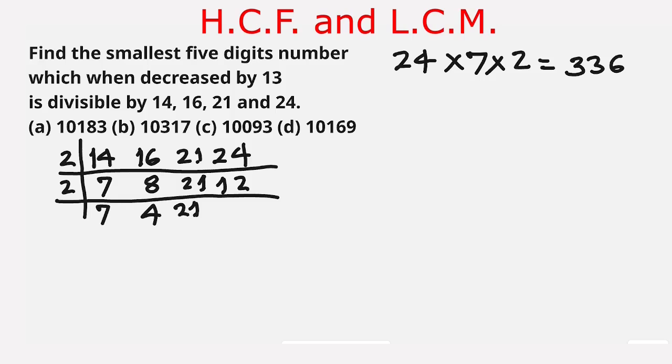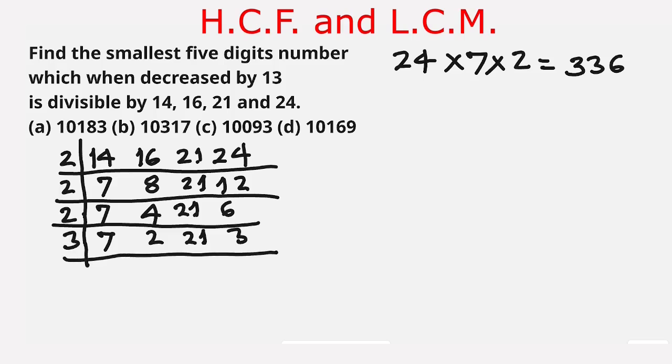2 divides 12 for 6 times. Still two numbers are divisible by 2. We write 7 as it is. 2 divides 4 for 2 times. We write 21 as it is. 2 divides 6 for 3 times. Now two numbers are divisible by 3, so we divide these numbers by 3. We write 7 as it is, 2 as it is. 3 divides 21 for 7 times, and 3 times 1 is 3.